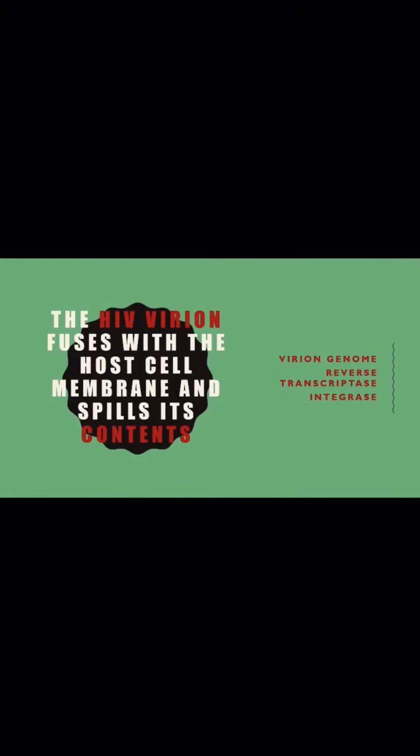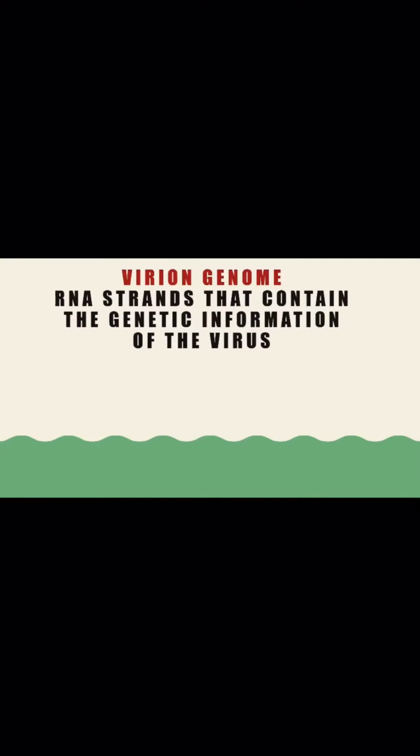Okay, so the HIV virion fuses with the host cell membrane and spills its contents into the cell. So this includes a virion genome, a reverse transcriptase, and an integrase. These are the three contents that the HIV virion uses to take over and replicate with the host cell's machinery.